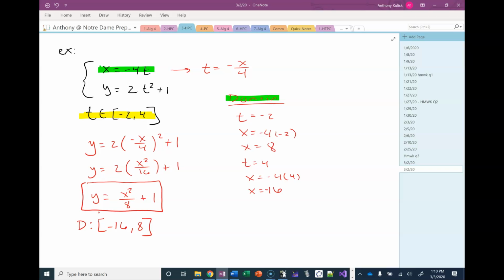Remember, when we write our interval, the smaller number always comes first, and the bigger number always comes second. So just because I found 8 before I found negative 16 doesn't mean I write the 8 first and then give negative 16 second. Everybody's okay there?